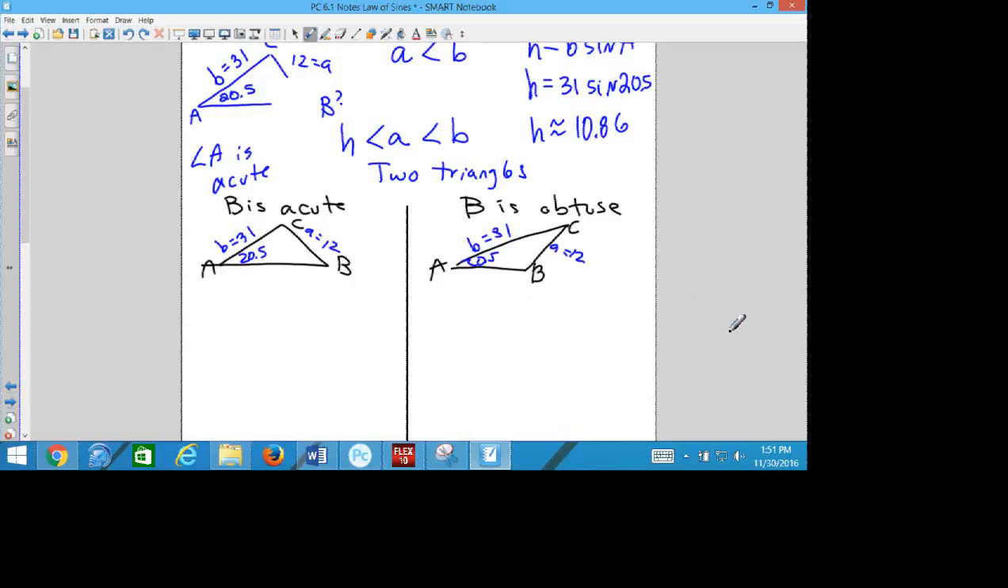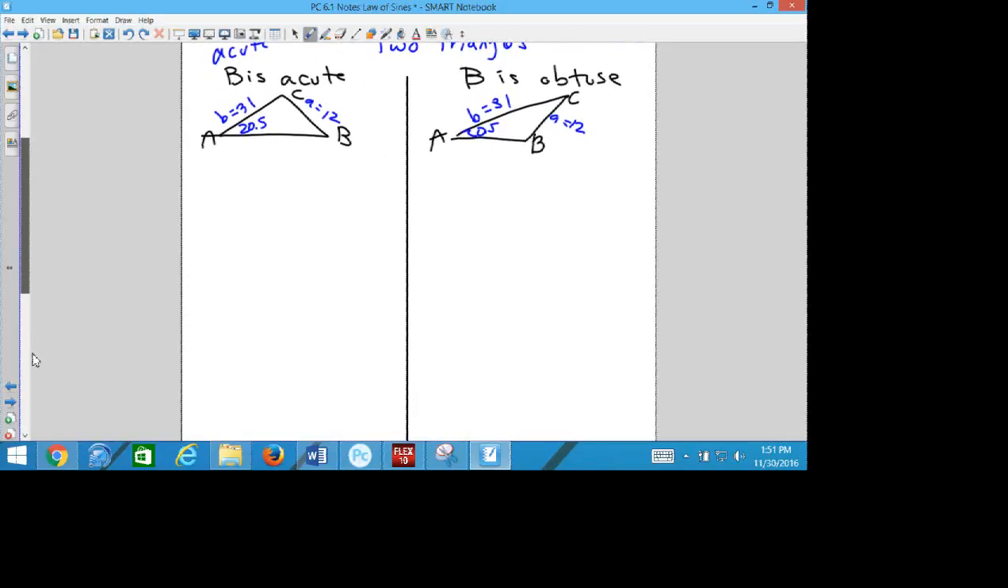Yes? Is that because what? Like, is it because it's given to you? Yeah. Okay. So now we're going to use law of sines, and we're just going to work on one side to start. Let's do it on this side. A is 12 over sine 20.5 equals B is 31 over sine, I don't know, angle B equals, I don't know, C or angle C.